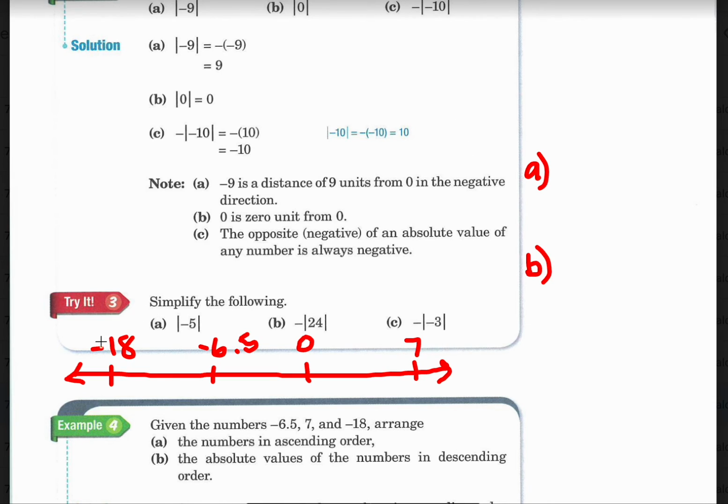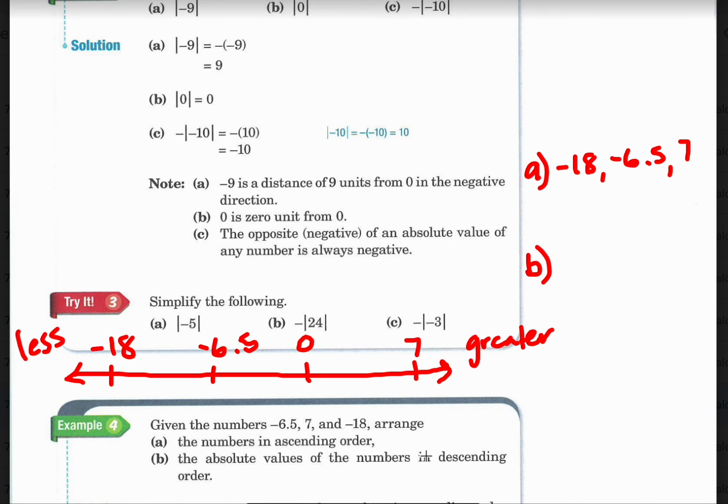Okay, well, we know that the further left you go on the number line, the smaller the number is, the less the number is. The further right you go, the greater the number is. So it's already in ascending order. I just got to write it down. Negative 18, then negative 6.5, and then 7. That's it in ascending order, least to greatest. It's basically what you see left to right on a number line.